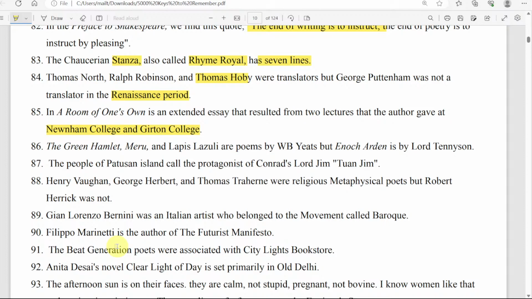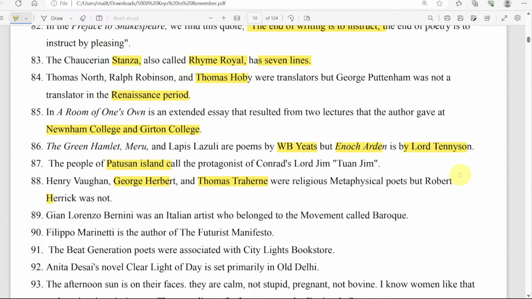Anyway, I'm back and let's finish what we have started. Okay, so where are we? We were here somewhere, right? This one, I guess. So The Green Helmet, Meru, and Lapis Lazuli are poems by W.B. Yeats, but Enoch Arden is by Lord Tennyson. The people of Patusan, remember that island, called the protagonist of Conrad's Lord Jim by what name? Not Lord Jim, but Tuan Jim. Anyway, Henry Vaughan, George Herbert, Thomas Traherne were religious metaphysical poets, but Robert Herrick was not.